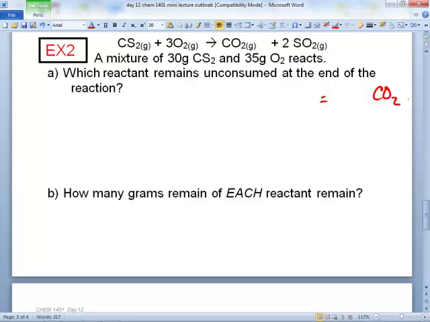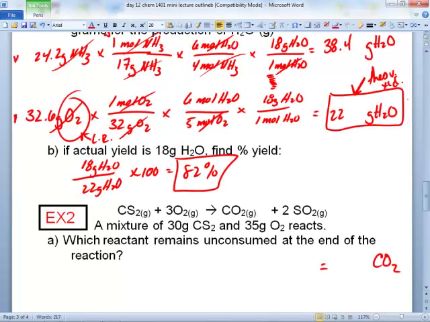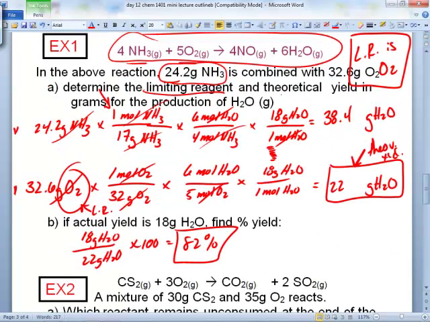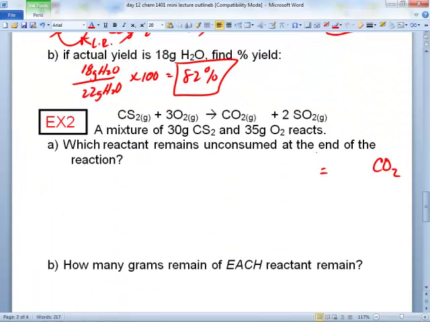Let's back up. What I'm saying is you could just leave this step out. You can do the last step if you want and convert to grams of CO2, but you don't have to. You get the same limiting reagent if you just stop at moles, because we're just going to pick our smallest answer and go back and see, oh, that one's the limiting reagent. Okay. So try it. See which one remains unconsumed.